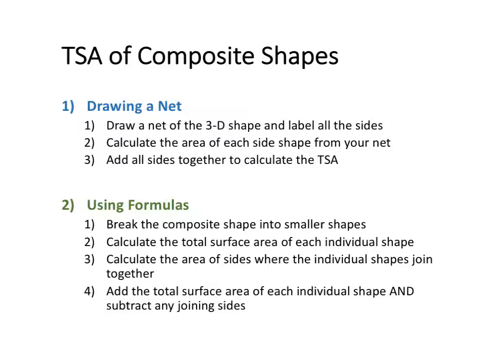The second method is by using formulas that you know for total surface area of 3D shapes. The first thing you need to do is break the composite 3D shape into smaller shapes and calculate the total surface area of each of those individual shapes. If those shapes join and some of the area of the individual shapes disappear, you need to calculate the area of the joins, and then add all of the individual shapes together and subtract any joining sides. These are the two methods you can use when calculating the total surface area of a composite shape. So let's have a look at an example and see how we can apply each of these methods.